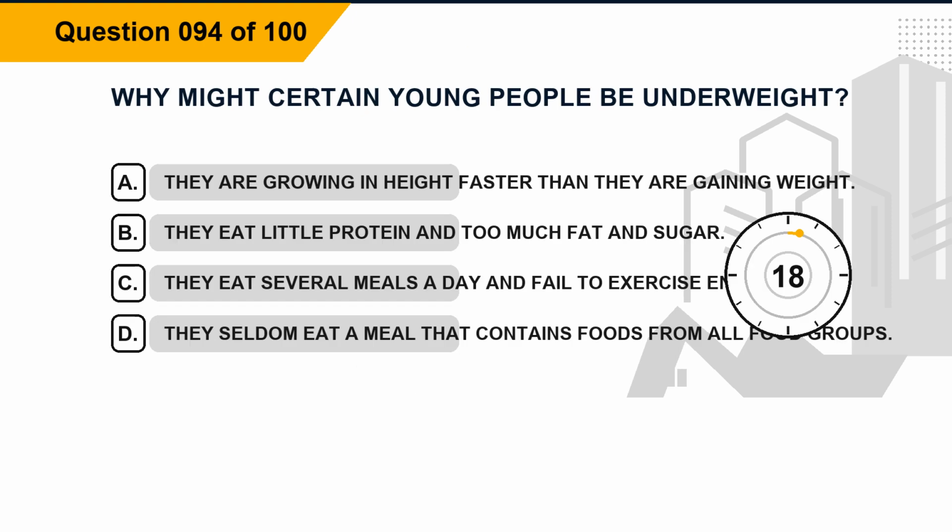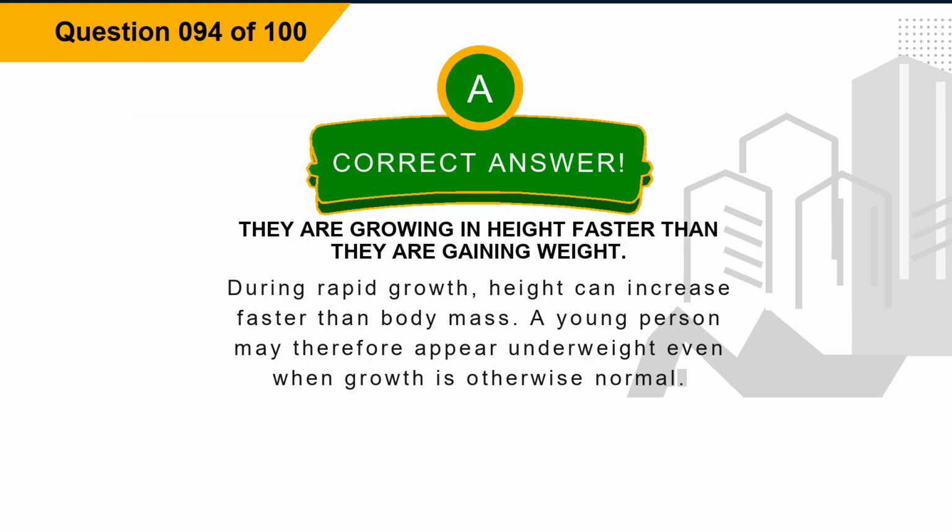Question 94. Why might certain young people be underweight? Option A, they are growing in height faster than they are gaining weight. Option B, they eat little protein and too much fat and sugar. Option C, they eat several meals a day and fail to exercise enough. Option D, they seldom eat a meal that contains foods from all food groups. The correct answer is option A, they are growing in height faster than they are gaining weight. Explanation: during rapid growth, height can increase faster than body mass. A young person may therefore appear underweight even when growth is otherwise normal.